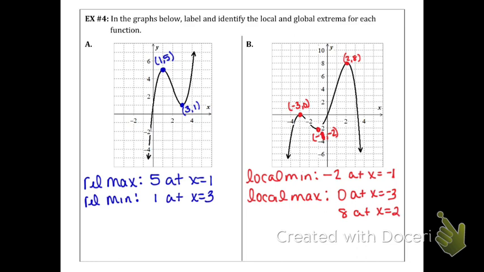But then because my graph does not keep going up, that highest point is also going to be my absolute or my global max. So I have an absolute max or global max at that top point, which is the y value is 8 at x equals 2. So it can be both. It's a local, but it's also the absolute. It is the very highest point on my graph.